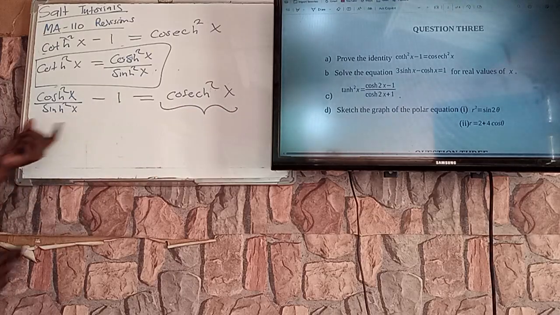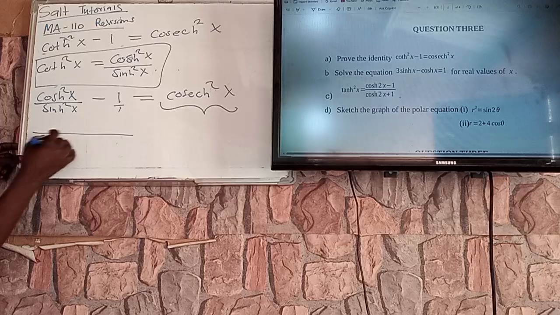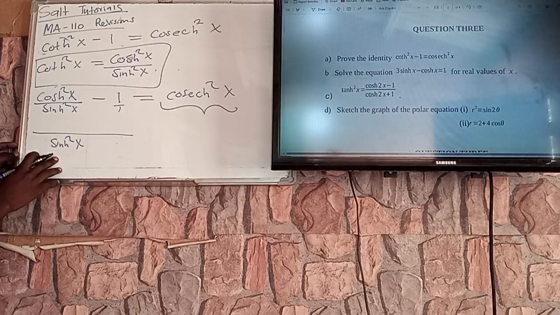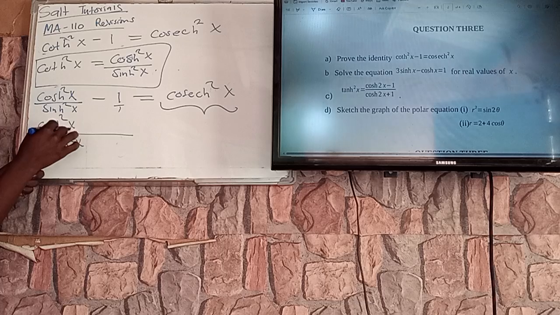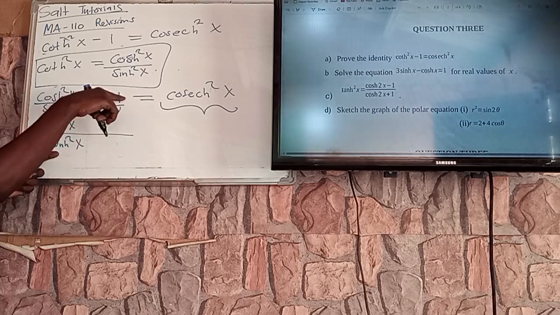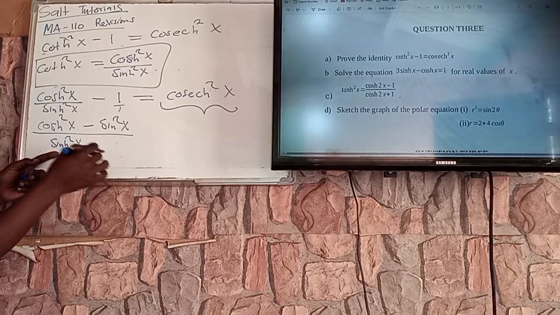So what can I do here? We can simplify this as a single fraction, with sinh squared x as the lowest common denominator. This into this is 1, 1 times that is cosh squared x. This into this is this, so this minus that is minus sinh squared x.